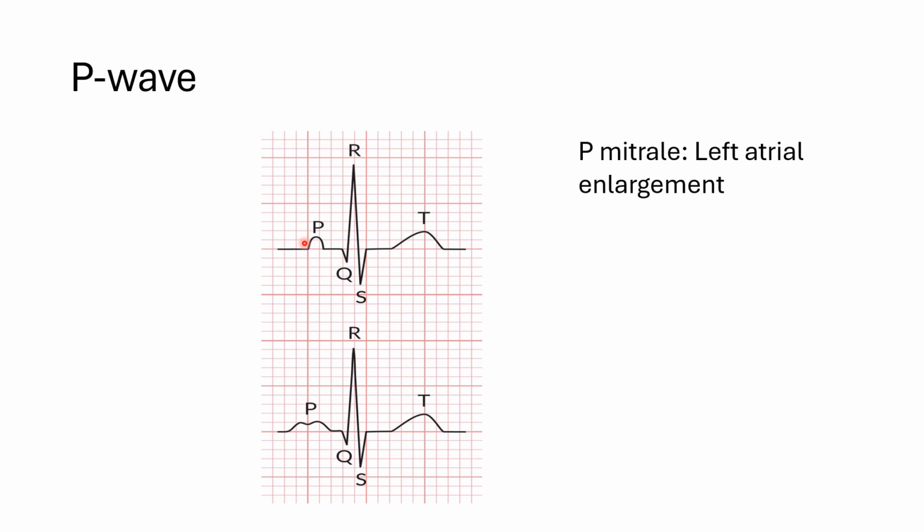Here is normal P wave. Here there is P wave with left atrial enlargement. The duration of P wave is greater than 120 milliseconds, that is more than 3 small boxes. Moreover, there is difference between one peak and other peak of one small box, that is equal to 0.04 seconds. So peak to peak interval is greater than 0.04 seconds, more than one small box.